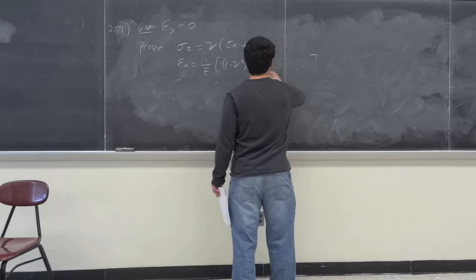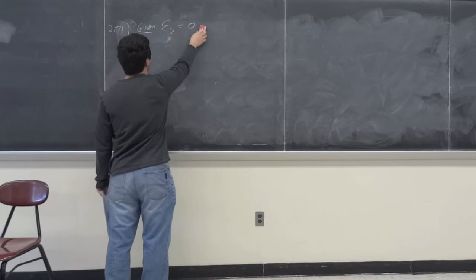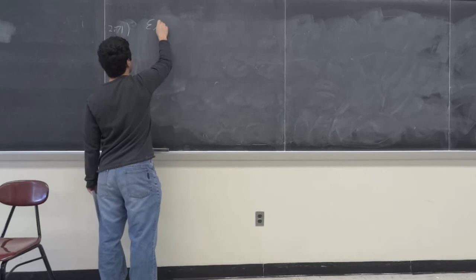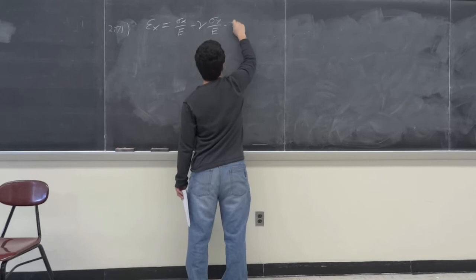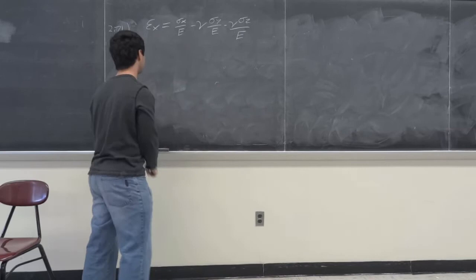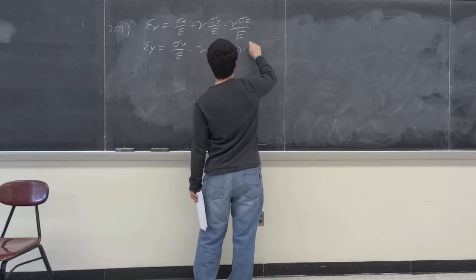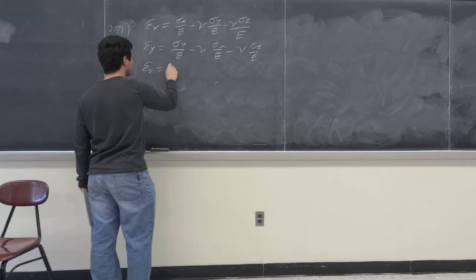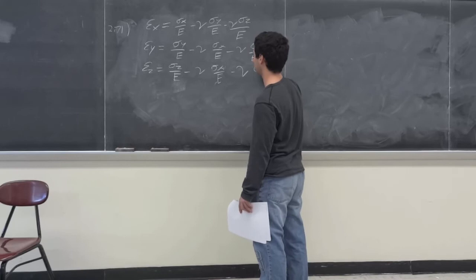Okay. Alright, so they want you to prove these relationships. So what would we start with? Knowing that this is a plane strain relationship, they give you epsilon z is zero. So we have to use Hooke's law again to determine all these relationships. So I'll list them all out. Epsilon x is equal to sigma x over the Young's modulus minus the Poisson ratio sigma y over the Young's modulus minus the Poisson ratio sigma z over the Young's modulus. I'll list it for each direction. And for the z direction. And then y.